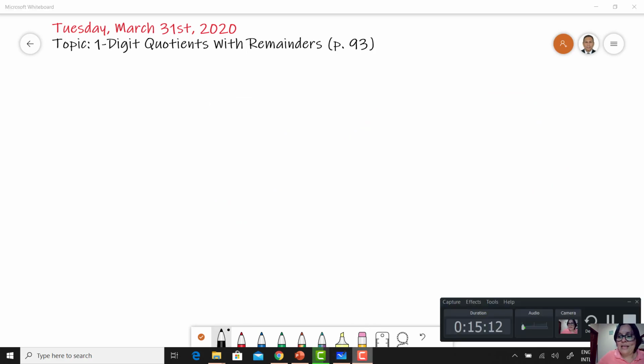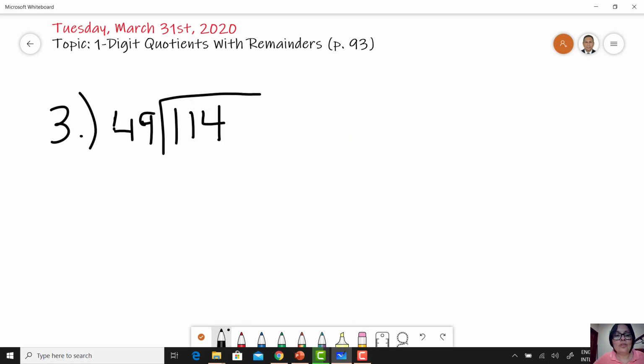Number 3 says 114 divided by 49. Again, the same question. How many numbers do you have in the divisor? 2. So you are going to take 2 from the dividend.